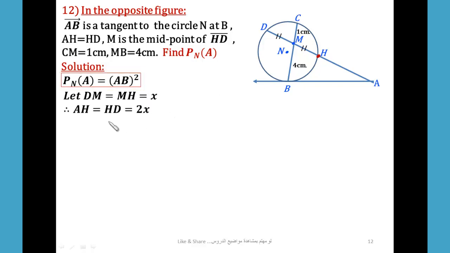And we have AH equals HD. Each of them equals 2x because HD equals 2x, so AH also equals 2x. HD intersect CB equals the point M. This is given. And M is a point that lies inside the circle. So we have a rule for this: DM multiply HM equals CM multiply MB.